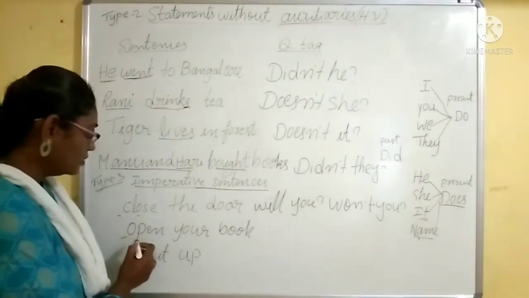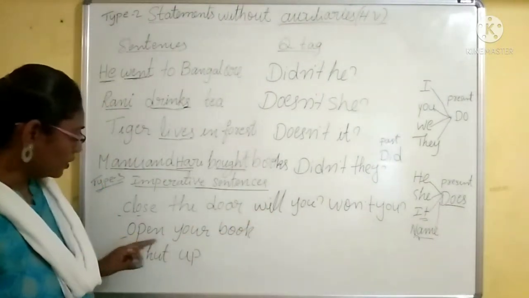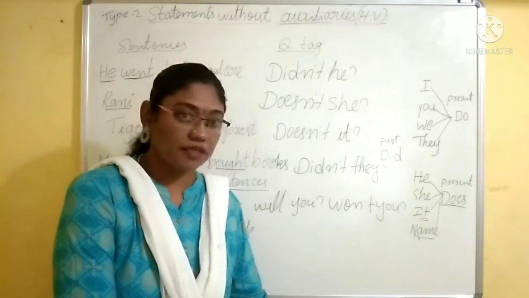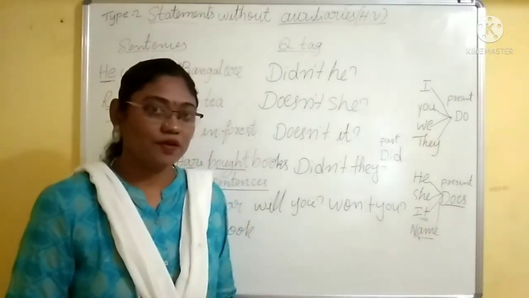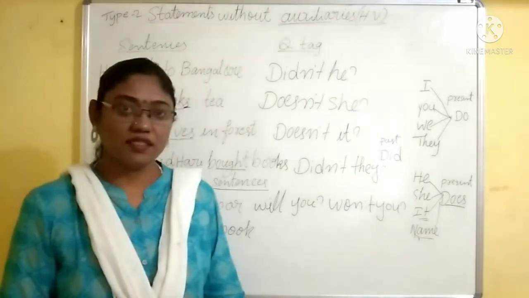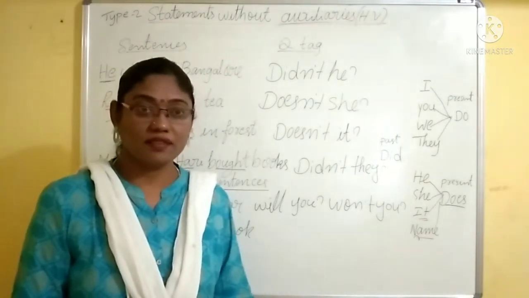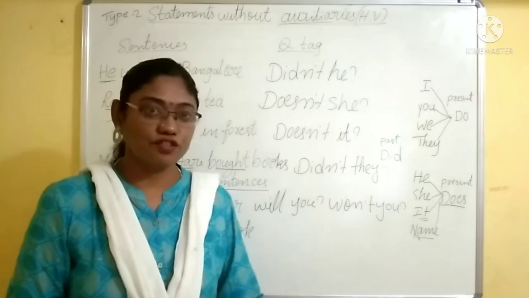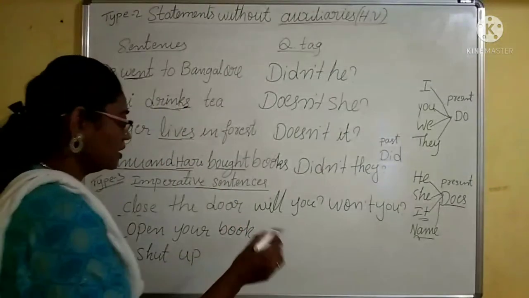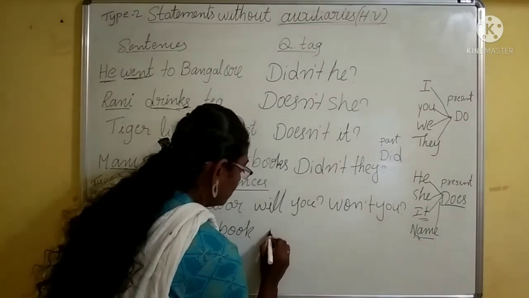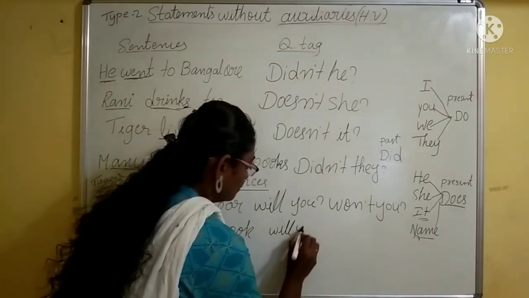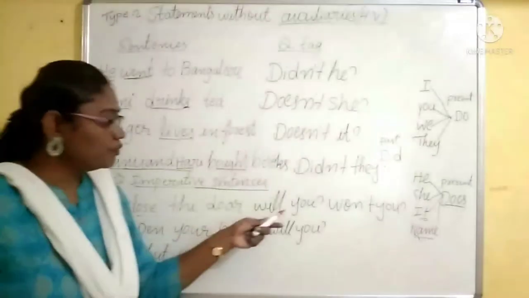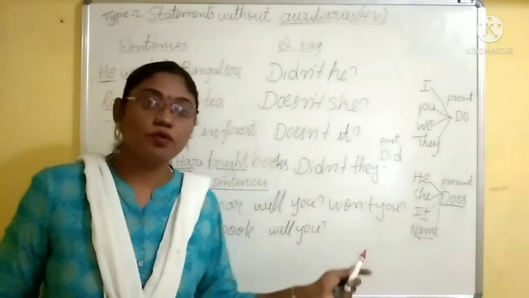Yeah, that's it. We can apply the same rule with this sentence also. Open your book. It means, could you open your book? And if the person is in serious mood, something aggressive, open your book first. So that all depends upon the situations. So we can use question tags. Again, will you? And again, won't you?